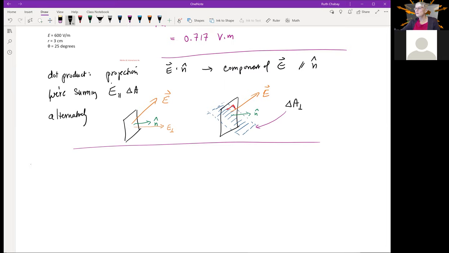Now note that, as I mentioned briefly, the electric field isn't necessarily always uniform over a surface. So if we have a big surface and we have electric field like that and like that and like that, what we need to do is just divide this surface into smaller pieces over which we can approximate E as uniform, and then add it up.